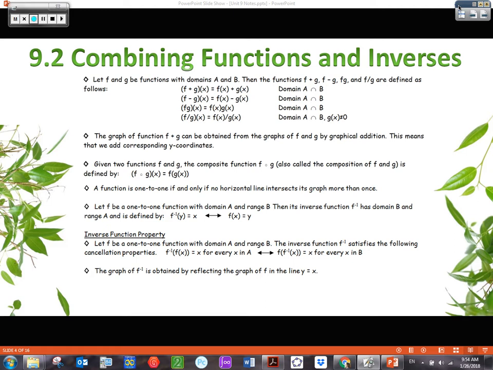So there's a couple of different ways that we can combine functions. These first four right here, that we could add functions together, subtract them, multiply them, or divide them. So those are typical ways we could combine functions.